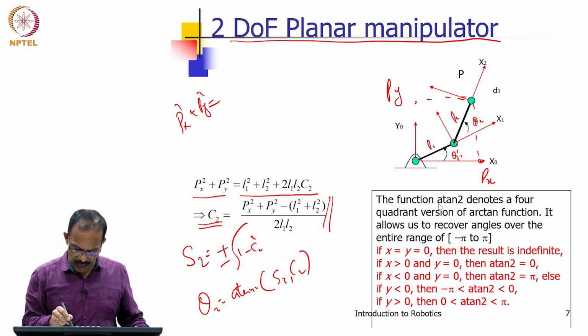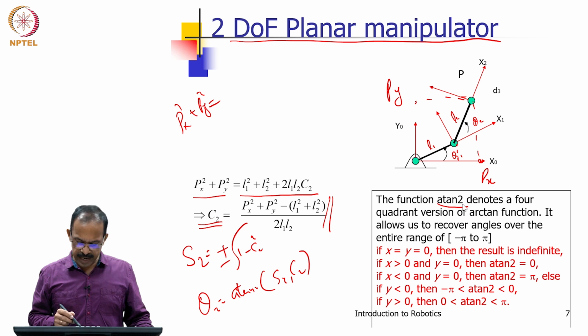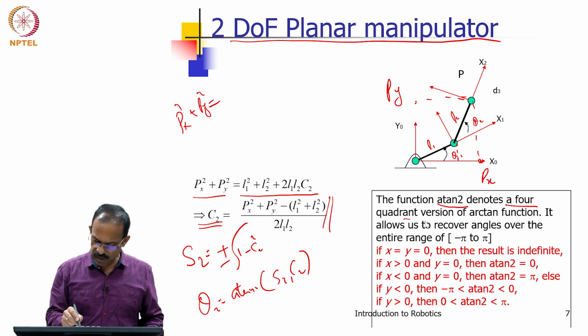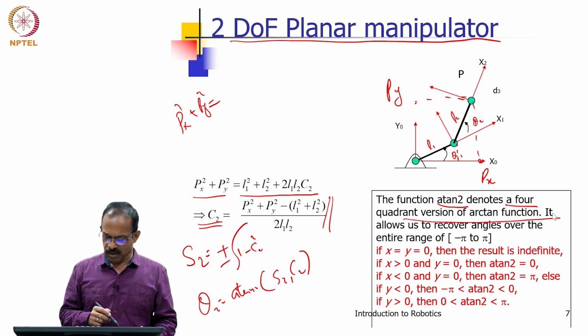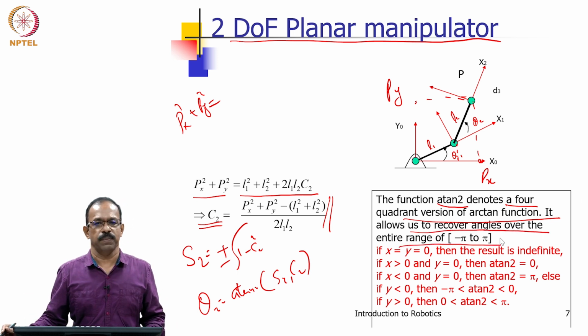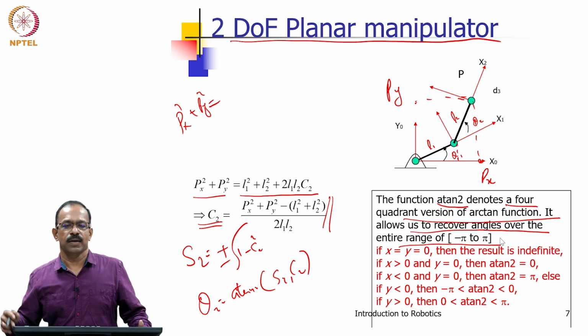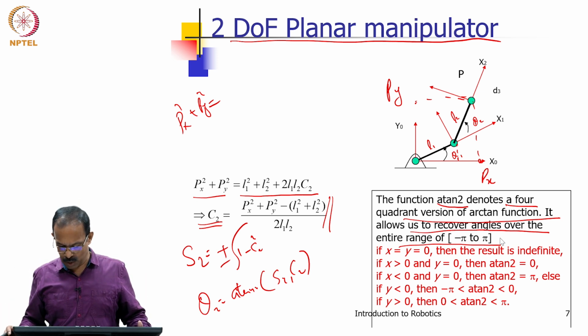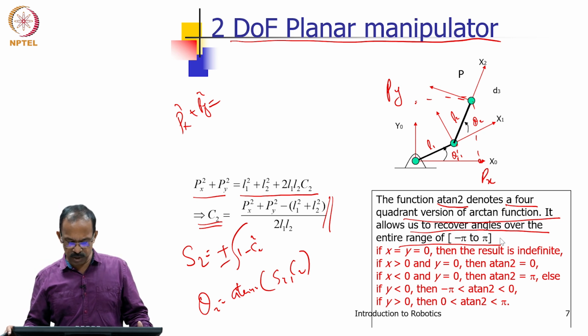And why are we doing this? As I mentioned, the function A tan 2 denotes a 4 quadrant version of the arctan function. It allows us to recover angles over the entire range of minus pi to pi. So, it will clearly tell you what the value is between pi and minus pi. And how is the A tan 2 function doing this?